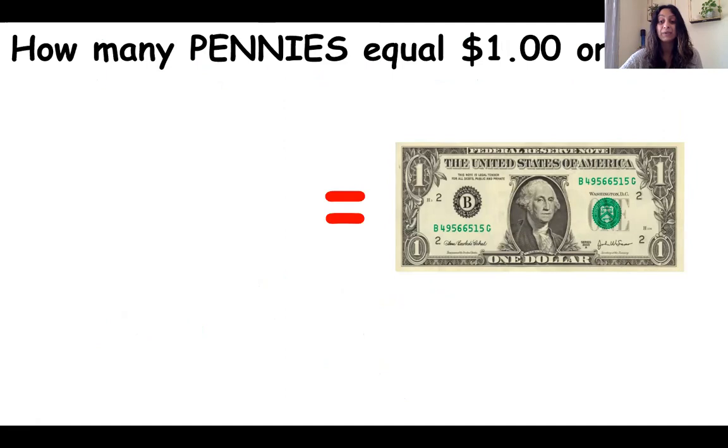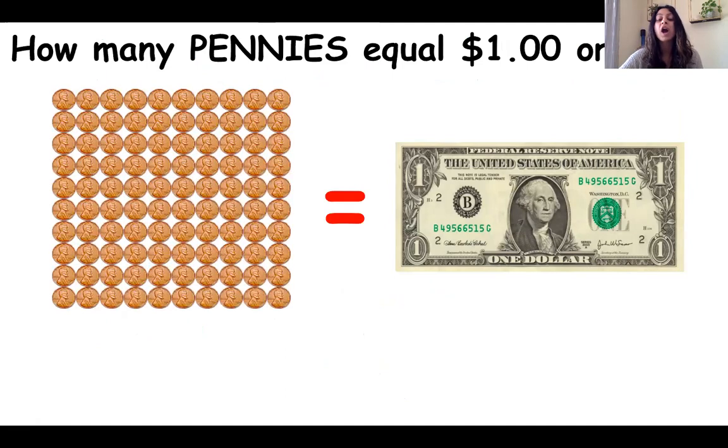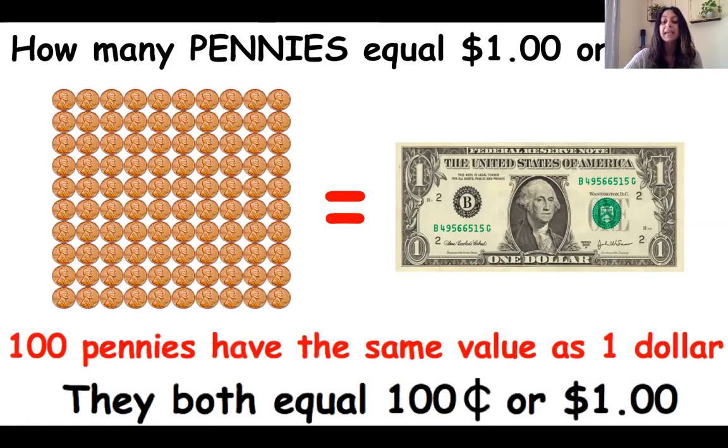All right, let's see what you got. We need 100 pennies to equal $1. Because if 1 penny equals 1 cent, 2 pennies equals 2 cents, 3 pennies equals 3 cents, 100 pennies would equal 100 cents. So 100 pennies have the same value as $1. They both equal 100 cents or $1.